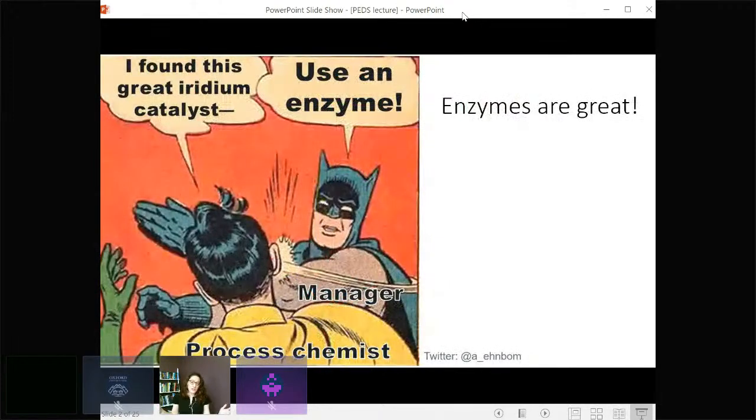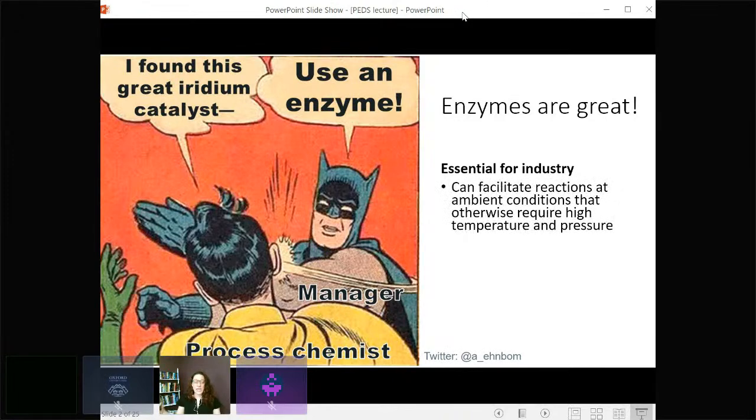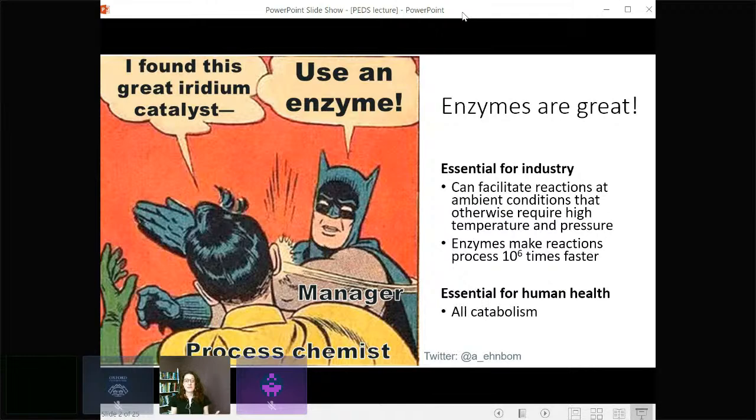And if you're not already sold on enzyme design, I just want to say enzymes are great. I use this cartoon not because I am okay with violence. I am against violence, particularly manager-process-chemist violence. But I will say that enzymes are essential to industry, and I think this cartoon illustrates it: enzymes change molecules. They allow reactions to happen at regular temperatures and pressures that would otherwise require high temperatures and pressures. They make reactions go up to 1 million times faster. And they're not just important for industry, they're also super important for human health, right? They do all of catabolism and all of anabolism. Anytime you need to make or change a molecule in nature, you're basically using an enzyme. So if we could de novo design enzymes, that would unlock industry, human health, all kinds of things.